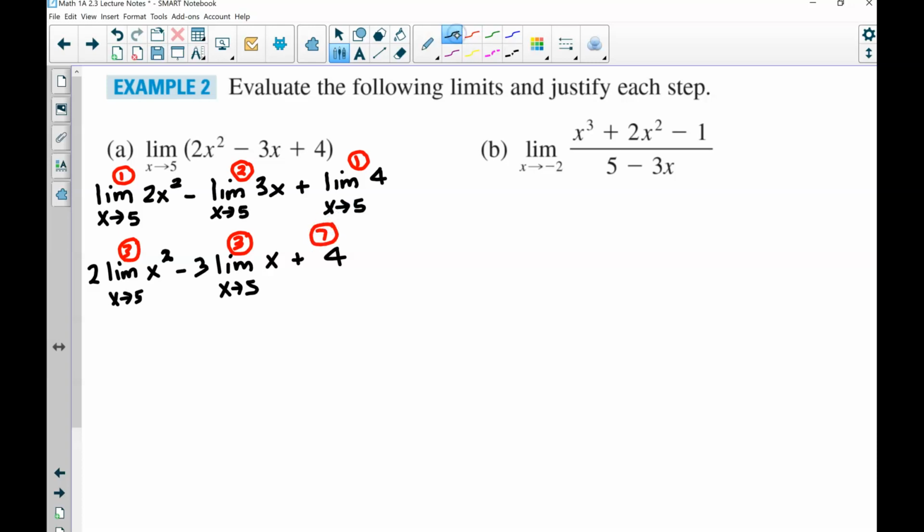Okay, now we're not completely finished yet. We're almost there. So now what can we say about the limit as x approaches 5 of x squared? Well, now we can put the limit of 5 into our function. So this now becomes 2 times, well, what are we going to substitute in for x? The limit is approaching 5, so it's going to be 5 squared. Okay, and that is rule number 9.